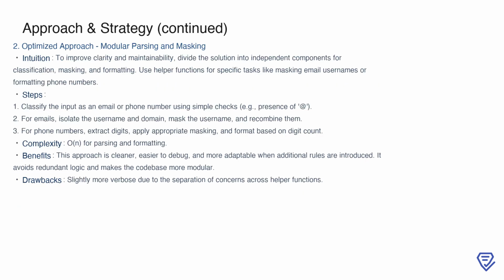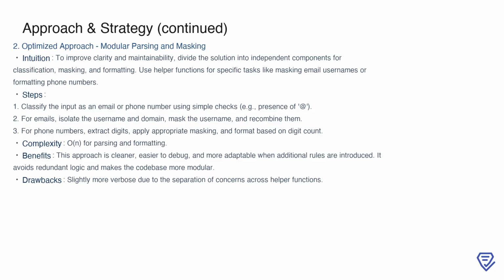Recognizing the limitations of the brute force approach, we explored a more optimized solution rooted in modular parsing and masking. The key idea here is to break the problem into smaller, independent components, each responsible for a specific task. For example, we can use a helper function to classify the input as either an email or a phone number, another to mask email usernames, and yet another to format phone numbers based on their digit count. This separation of concerns makes the solution clearer and more maintainable.